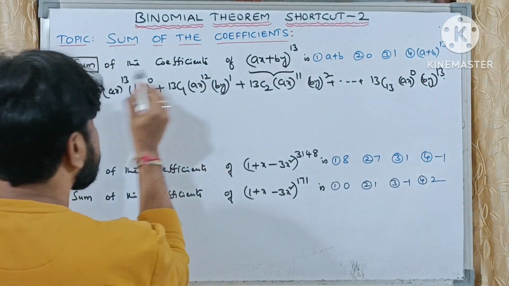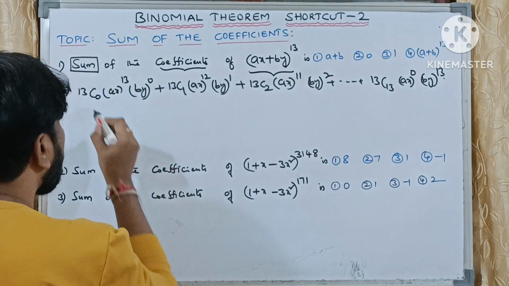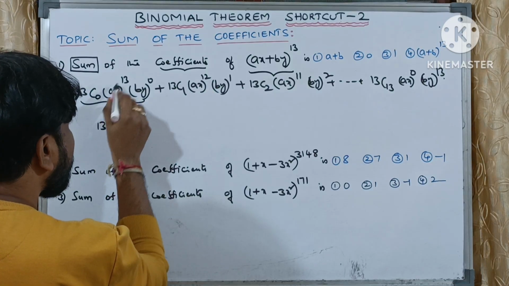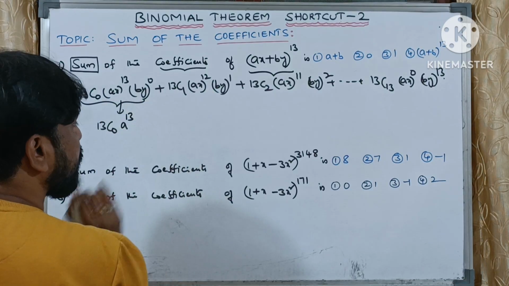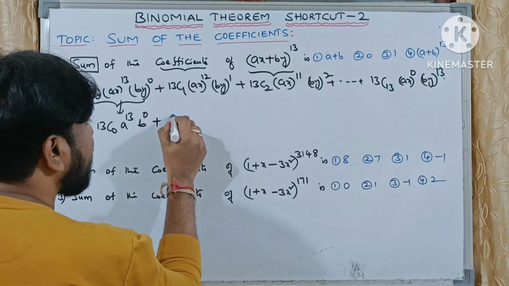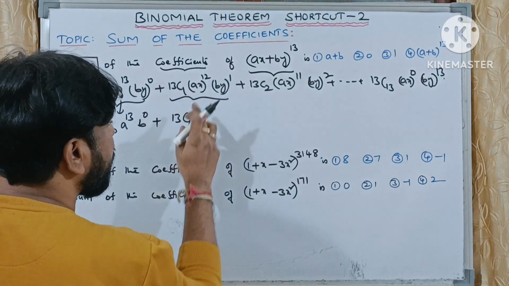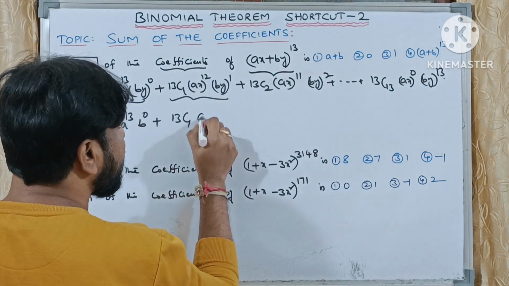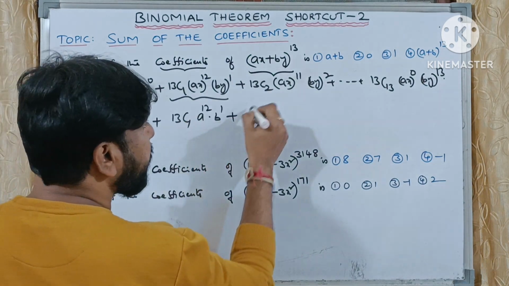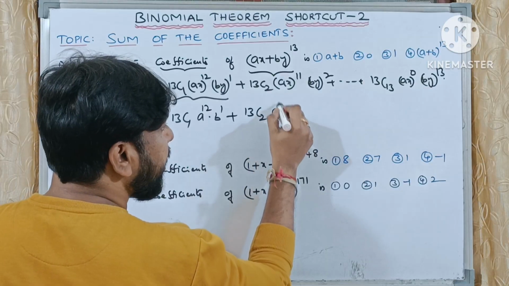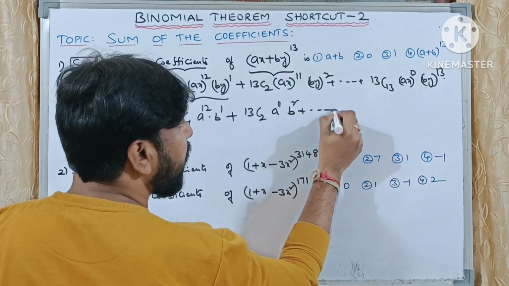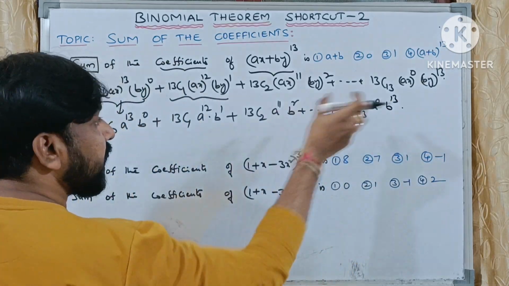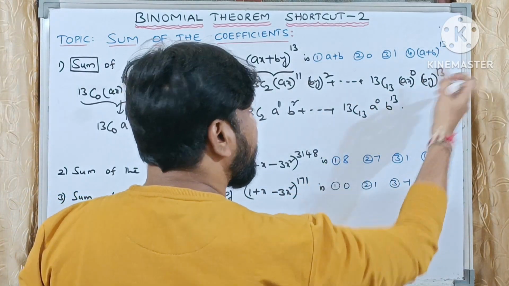In this expansion they are asking just for the coefficients. So what is the coefficient of this term? The coefficient is 13C0 a^13 into b^0, which is 1. Next, 13C1 into the coefficient of x^12 y^1, that is 13C1 a^12 into b^1. What about the coefficient of this one? 13C2 a^11 into b^2, plus so on, plus 13C13 into a^0 b^13, which is the coefficient of x^0 and y^13.